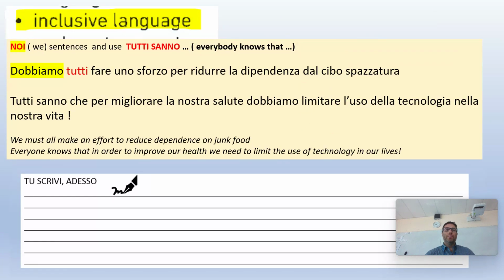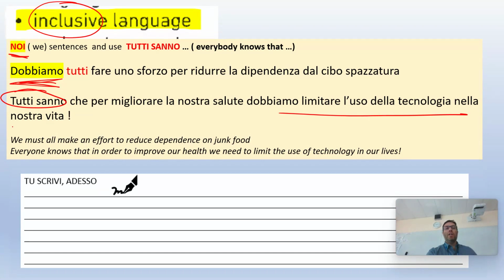Okay, second one, inclusive language, kind of similar to engaging the audience. There are a couple of techniques that you can use in Italian. First of all, using we. Dobbiamo tutti fare uno sforzo per ridurre la dipendenza. Noi, like tutti sanno, everyone knows. So we're trying to include the audience, yourself, into being more aware of this issue, which in this case is limitare l'uso della tecnologia, videogiochi, and so on.